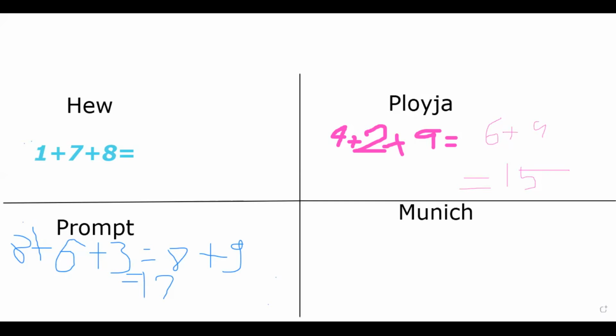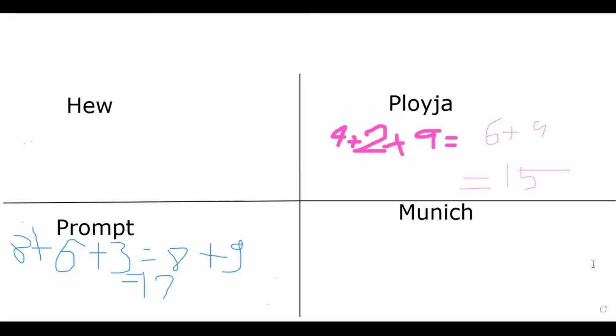Okay, so for Prompt, 8 plus 6 plus 3. So you have, how do you write it? Okay, so he combined 6 and 3. So 8 plus 9 is 17, okay, good. All right, Munich, number 5. You're not yet done. Okay, why did you erase it? You do not erase, you have to write it back, please.